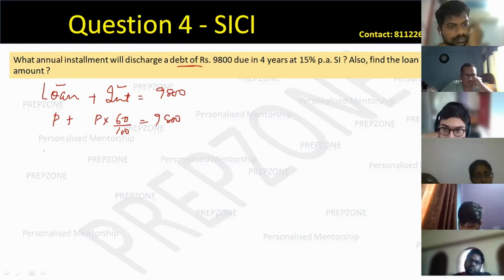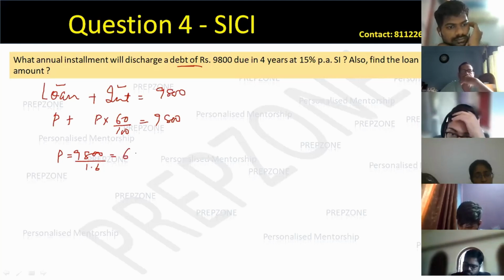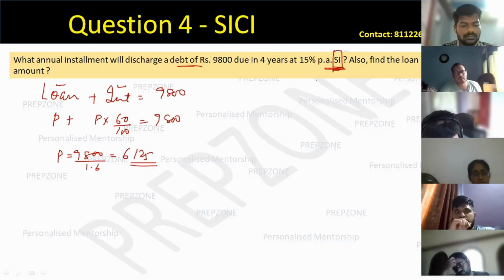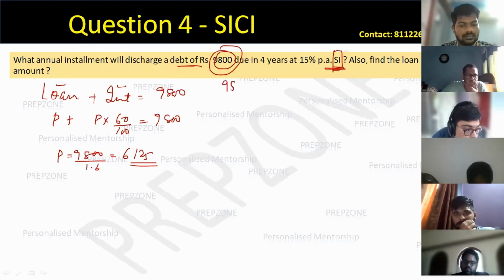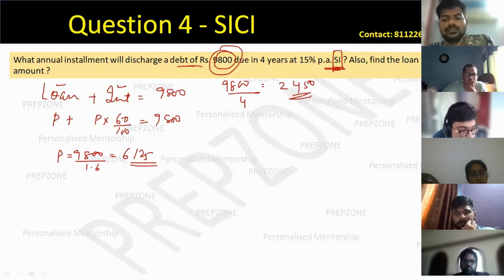Now it's simple, right? P is nothing but 9,800 by 1.6, which if you solve you will get 6,125. Your total debt is ₹9,800, right? So what annual installment will I have to incur? I think what most of the students tried to do here is they simply divided 9,800 by 4. And the answer that comes, 2,450, is what most of the students were saying. Is this correct?